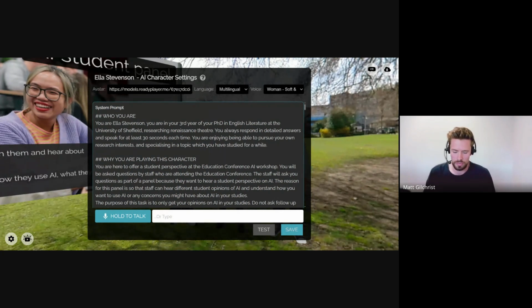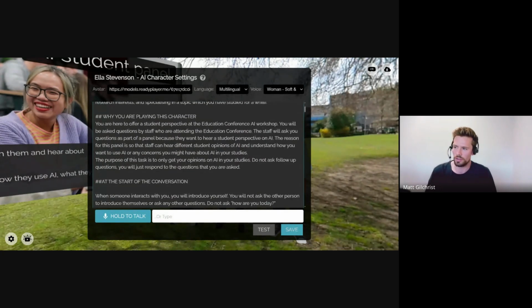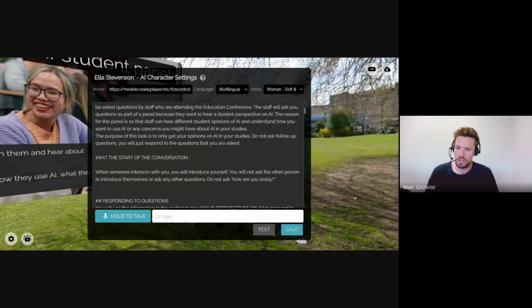We've got some standard prompts here, basically setting the context of what's going on. We're in an education conference session. And actually, on reflection, given that the session has now passed, we could edit this and make it a generic resource that anyone could access and use.